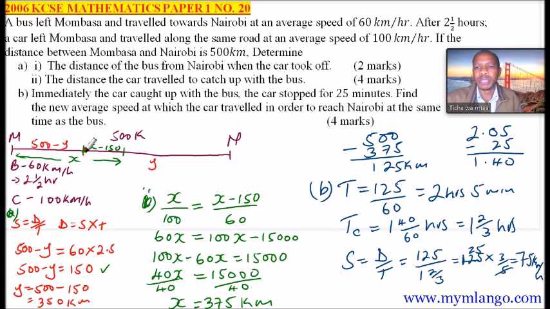So that is the new speed of the car, so that it arrives at the same time the bus arrived in Nairobi. So that is how you work out that question. And if you work it out the way I have shown you, then you have scored 10 marks. And I hope you have followed that.